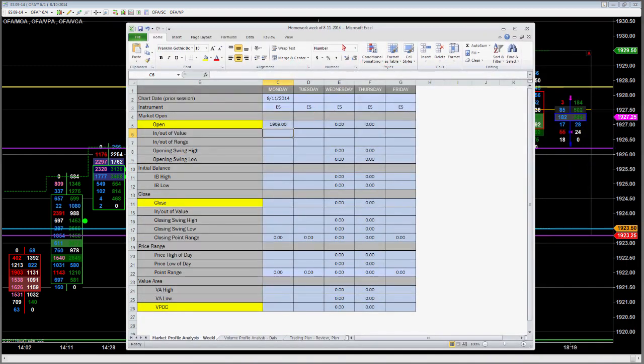So you have the template for this, and what I do every week is I'll just save one. I'll save my homework as a separate name, and I'll save it for the week. So if you can see up here, this is homework. You can call it ES homework for the week of 8/11, so starting tomorrow. On Monday, I'm going to start filling in the information, and I'm using the prior session chart date. So this is Monday 8/11.